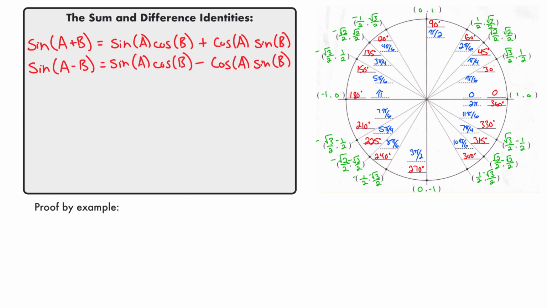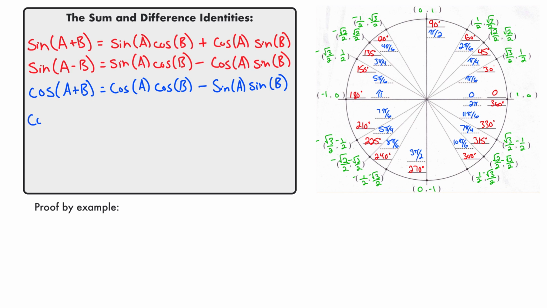There's also going to be 2 sum and difference identities for cosine. So the next one we're going to do is cosine of the angle A plus the angle B. Cosine of angle A plus B is going to be equal to cosine of the angle A times cosine of the angle B minus sine of the angle A times sine of the angle B. So that's the sum identity for cosine. Now I'm going to do the difference identity for cosine.